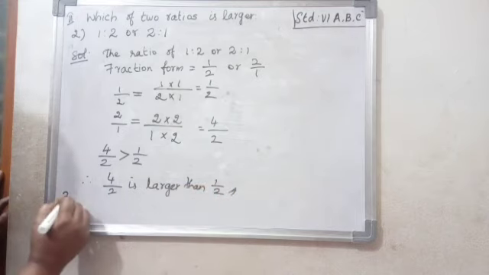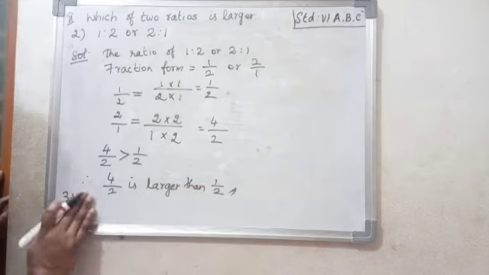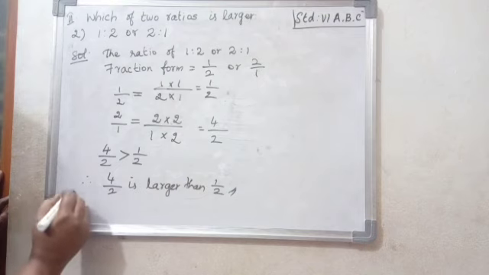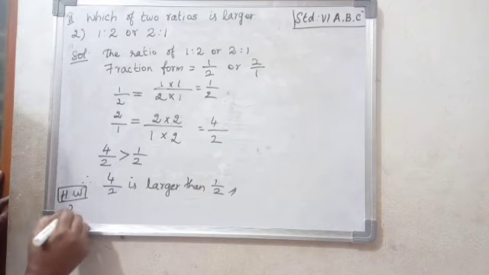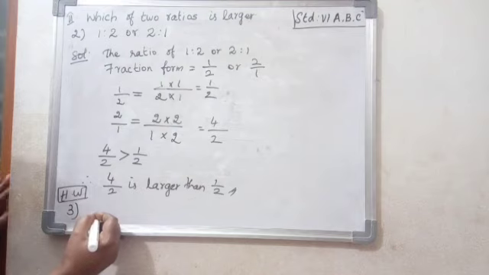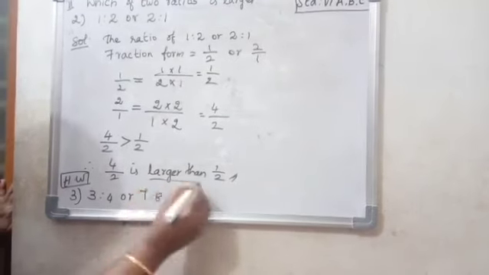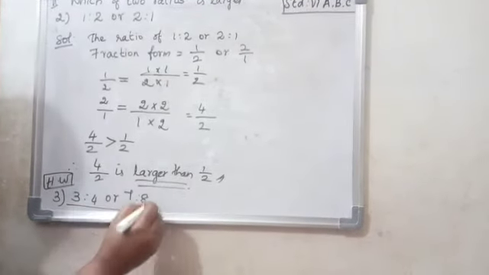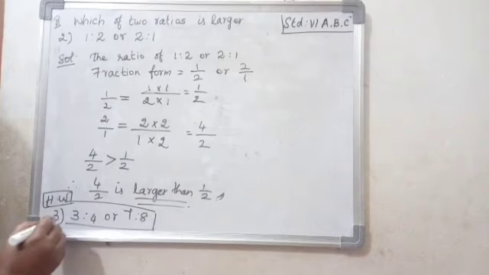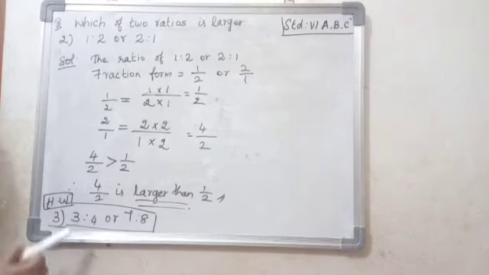Then the third one, homework. Third question: 3 is to 4 or 7 is to 8. Do it immediately.